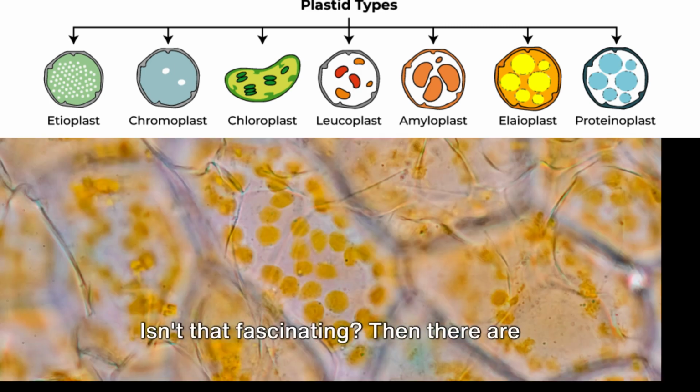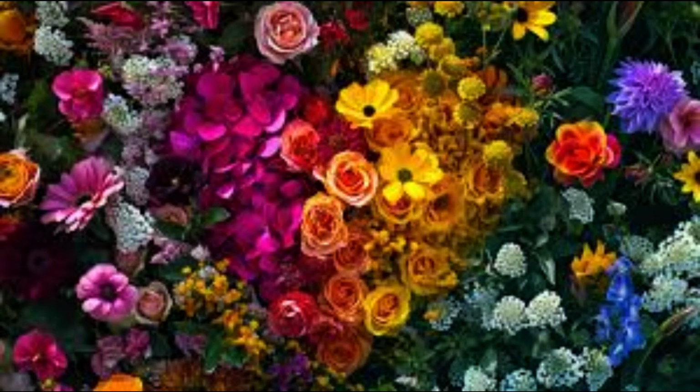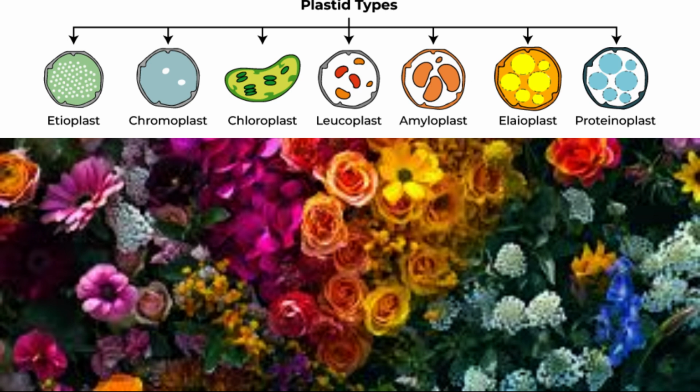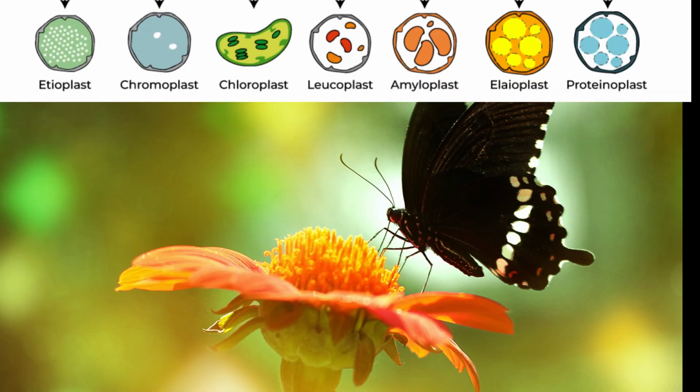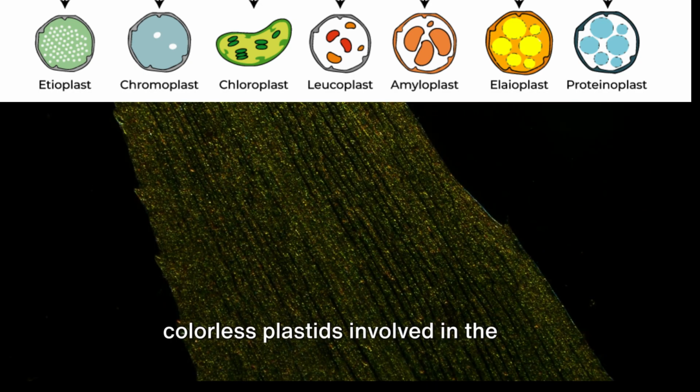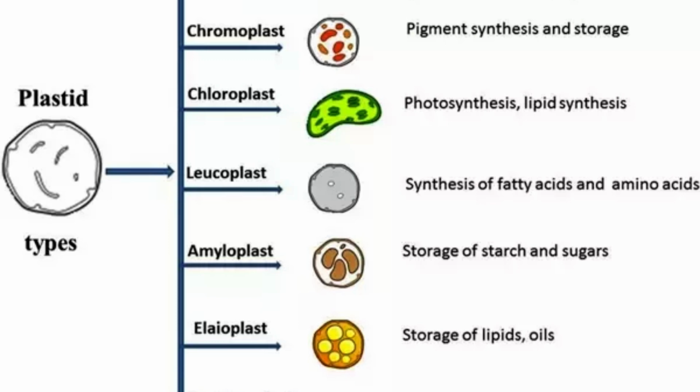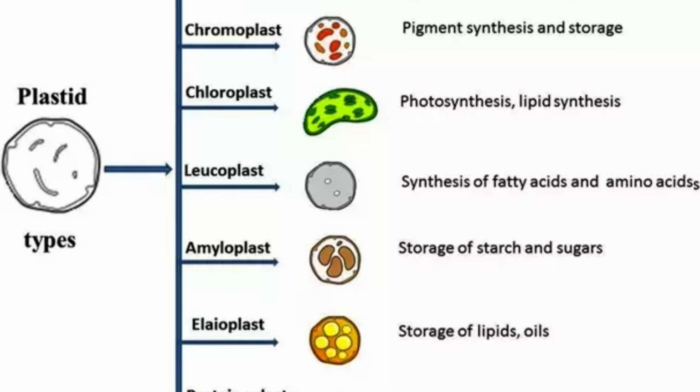Isn't that fascinating? Then there are chromoplasts, plastids that give fruits and flowers their vibrant colors. They attract pollinators and aid in seed dispersal, ensuring the survival of plant species. Leucoplasts, on the other hand, are colorless plastids involved in the synthesis and storage of starches and oils. They're the plant's pantry, storing food for future use.